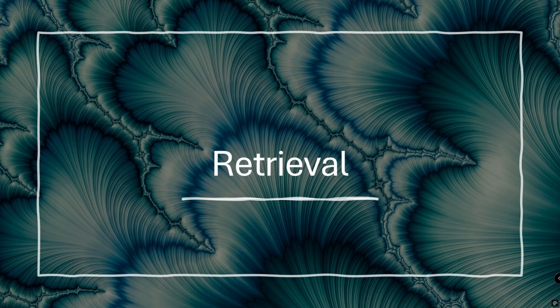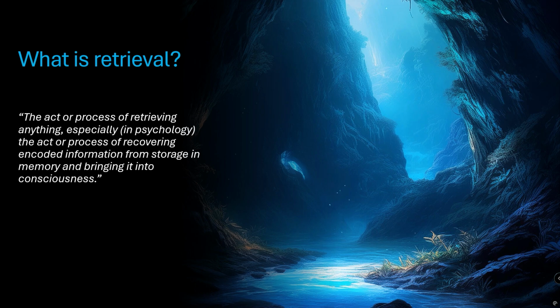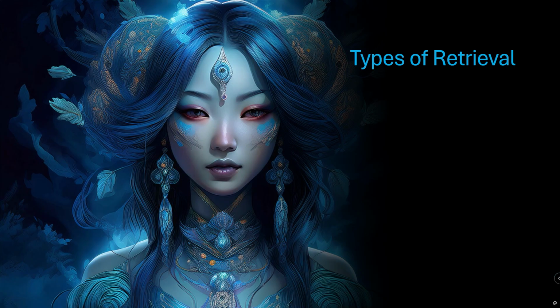Retrieval. So what is retrieval? Well, retrieval is the act or process of retrieving anything, especially in psychology, the act or process of recovering encoded information from storage in memory and bringing it into consciousness. So maybe going into our long-term memory stores, which might be buried within our subconscious, bringing it right back to the forefront into our conscious memory. So what are the different types of retrieval?